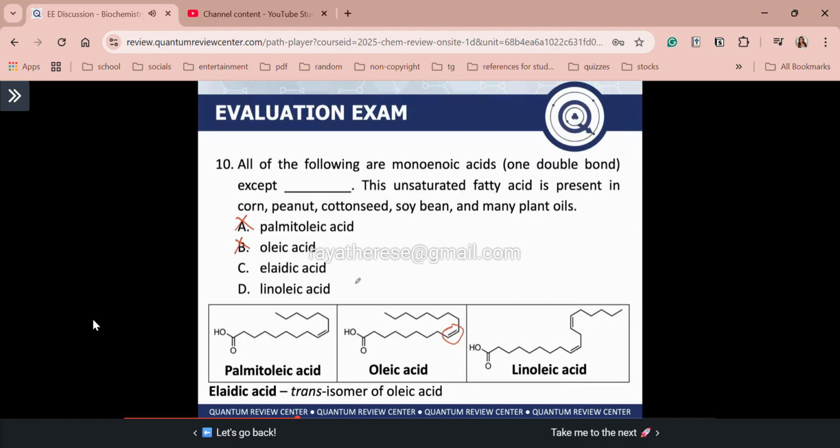Sir, what is elaidic acid? So class, actually, that's just also your oleic acid. But here, our double bond is in trans configuration instead of your cis configuration. Okay? So class, again, letter C is monoenoic also. This is not our correct answer.